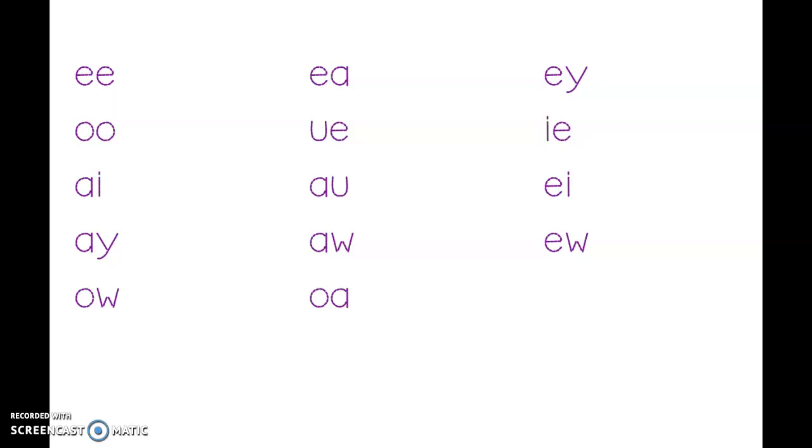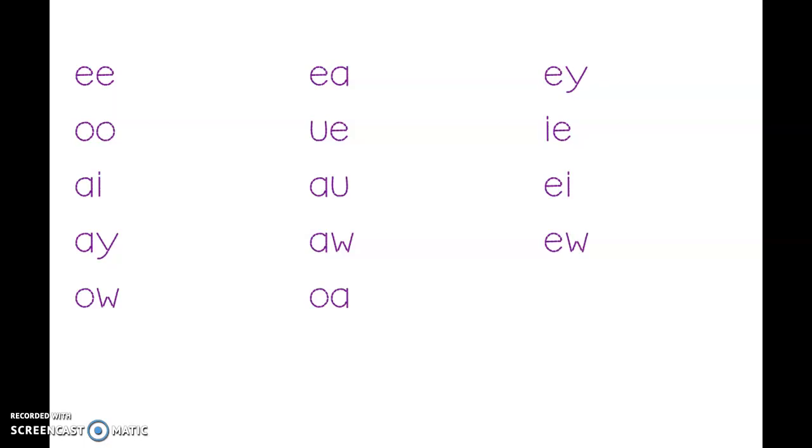What are two kinds of digraphs? Good job. They're vowel digraphs and consonant digraphs. In the lesson before, we talked about consonant digraphs. Right now, we'll be talking about and reviewing all the vowel digraphs we've learned. What is a vowel digraph? Good job. It's two letters that come together to make one sound and are made up of vowels. A digraph that makes a vowel sound.